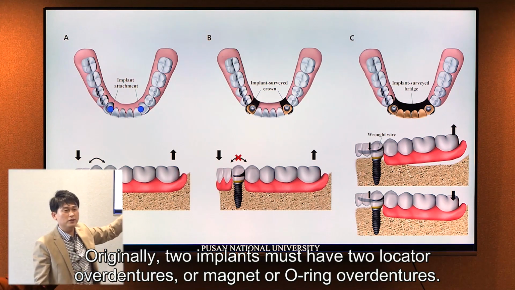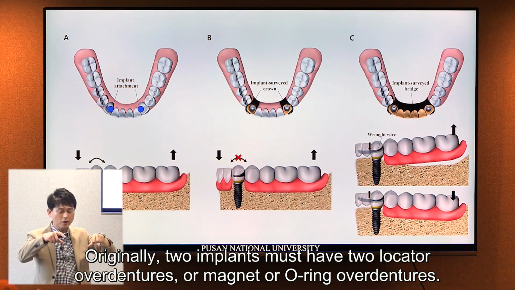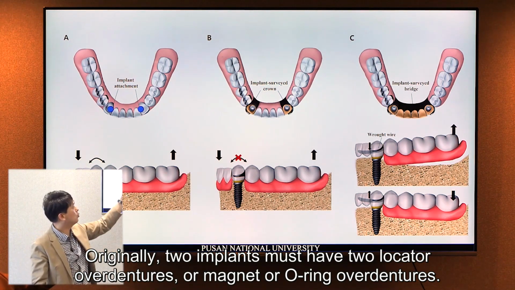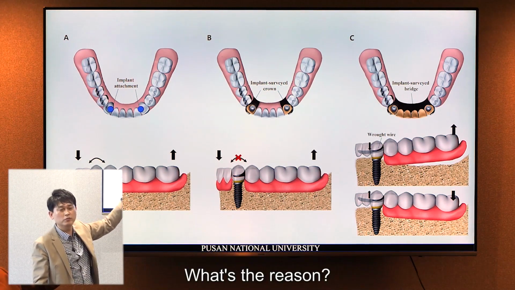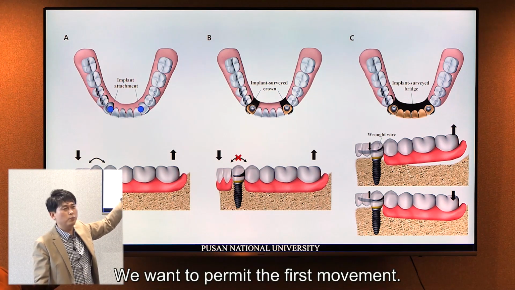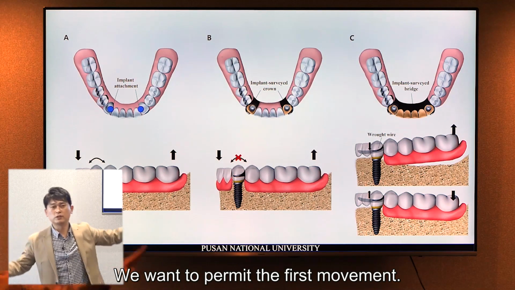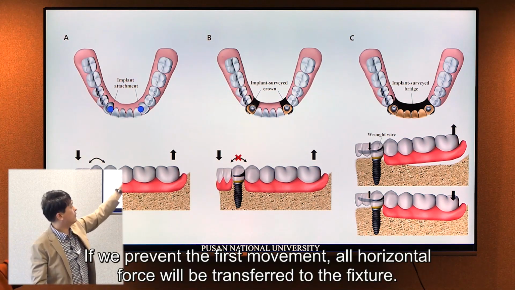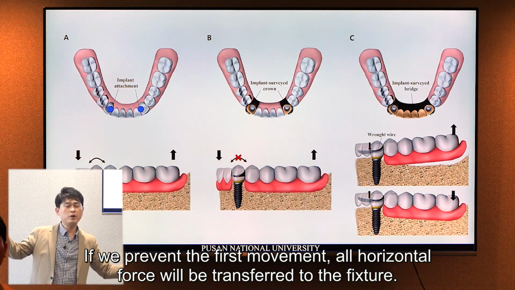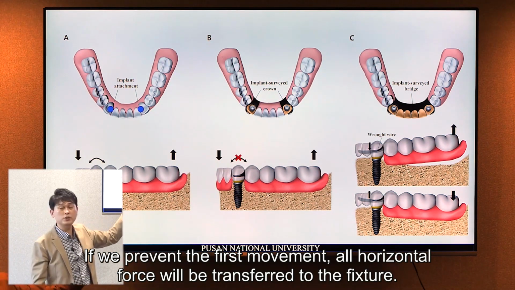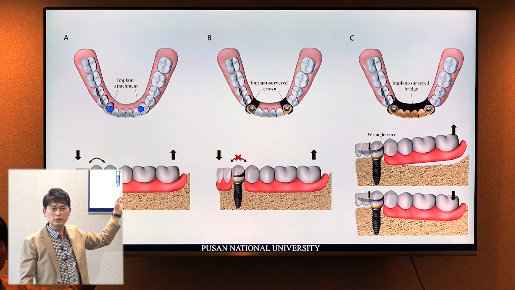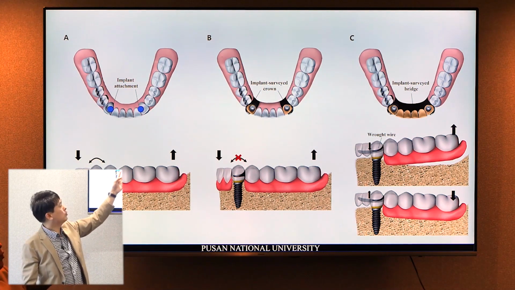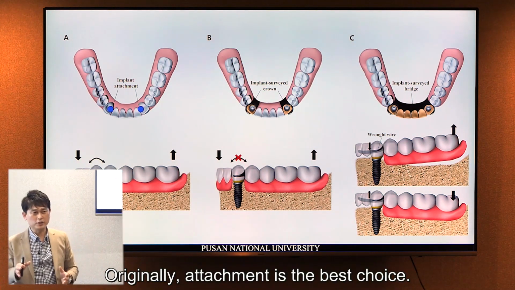Originally, 2 implants should be used to make a 2-implant overdenture, a magnet overdenture or a ring overdenture. What's the reason? We want to permit the burst movement. If we prevent burst movement, every horizontal force will be transferred to the implant. So originally, an attachment is the best choice.